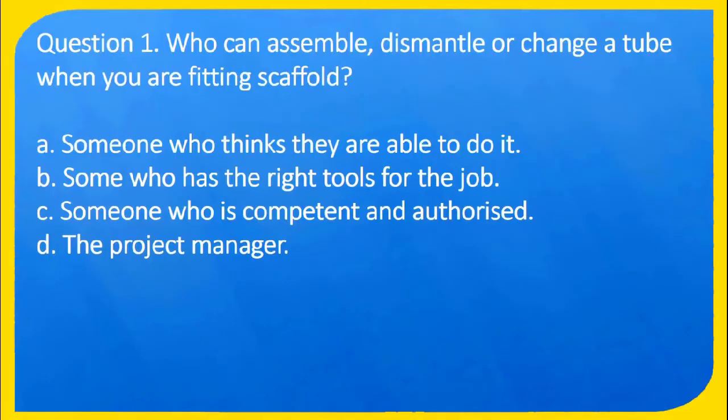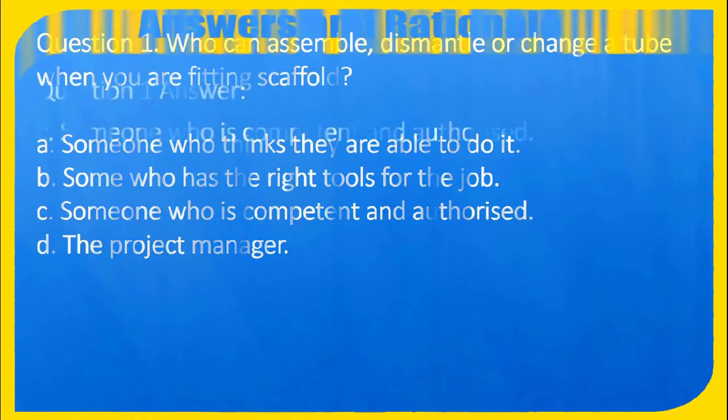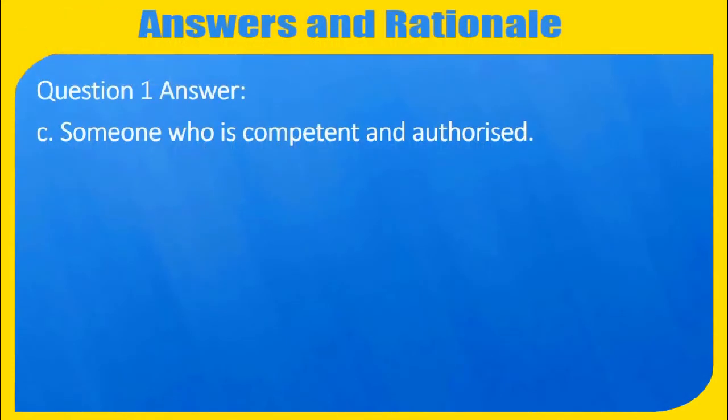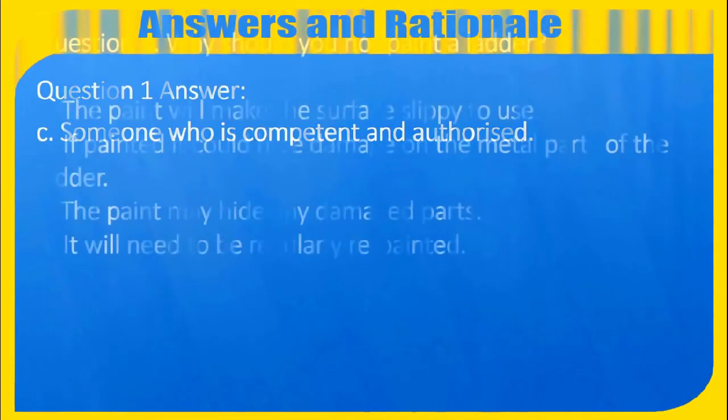Question 1. Who can assemble, dismantle or change a tube when you are fitting scaffold? A. Someone who thinks they are able to do it. B. Someone who has the right tools for the job. C. Someone who is competent and authorized. D. The project manager. Question 1. Answer. C. Someone who is competent and authorized.